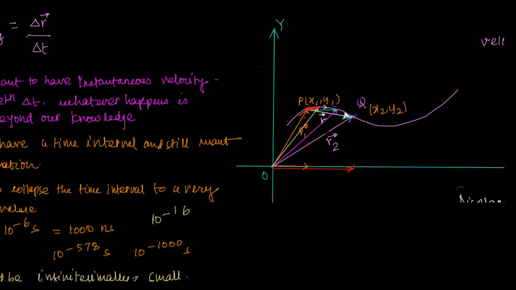Let us try to do that. For that I'm slightly undoing the last one, right? So what happens if I have another vector that is very, very close to this, right? And I tend to join these two tips, then what happens? The new vector that I get, the vector that I get by joining these tips, will become tangential to the trajectory.